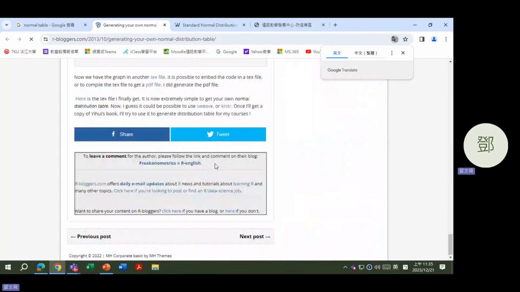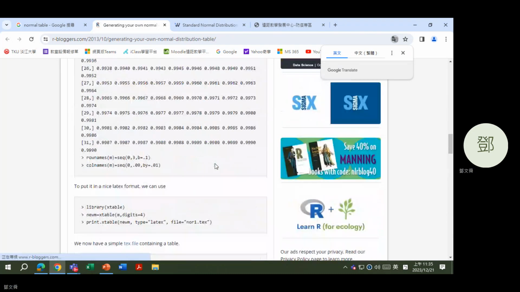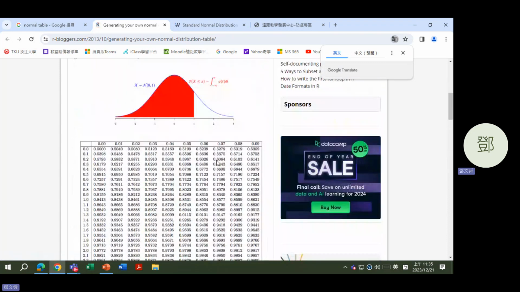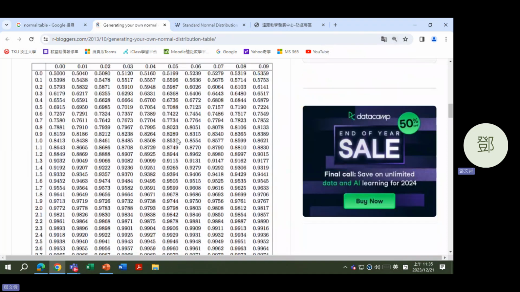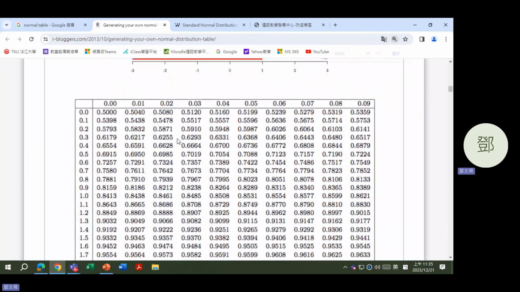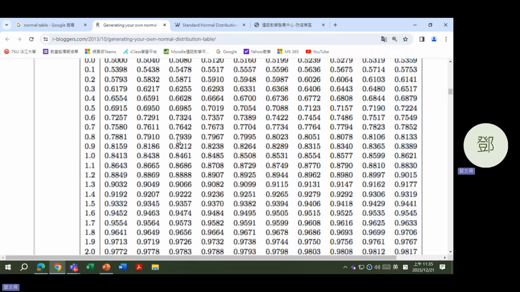Hey, what happened again? Oh, yeah, here. Okay. Go to 1.41 here, 1.4. Here goes to the leftmost column with 1.4. This is 1.40 and this is 1.41. So it is 0.9207. That's the probability we need.